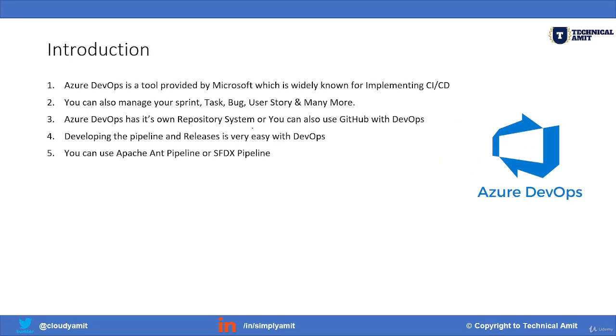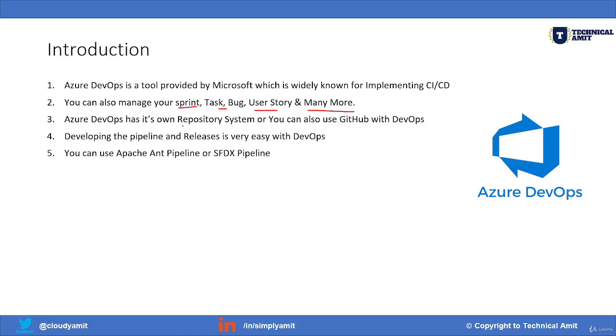Azure DevOps is a tool which is provided by Microsoft and widely known for implementation of continuous integration and continuous delivery. Continuous integration is not the only thing which Azure DevOps can do. You can also manage your sprints. You can also manage the tasks, bugs, user stories, and many more with Azure DevOps. So we can say that Azure DevOps is a single place where you can have everything including CI/CD, repository management, sprint management, user management. Azure DevOps also has its own repository system.